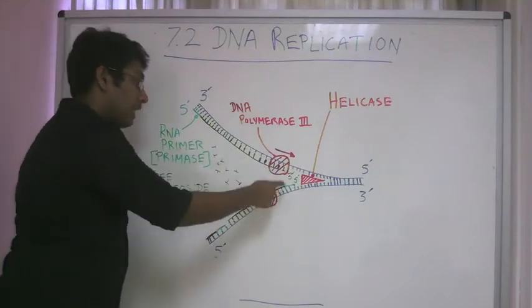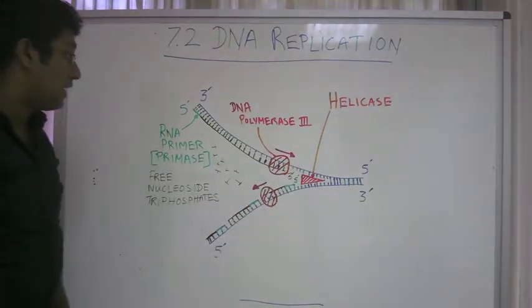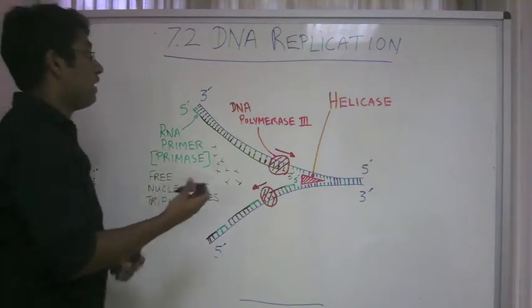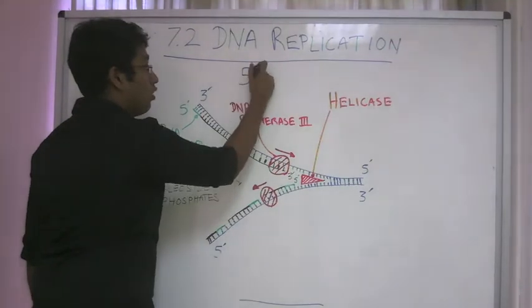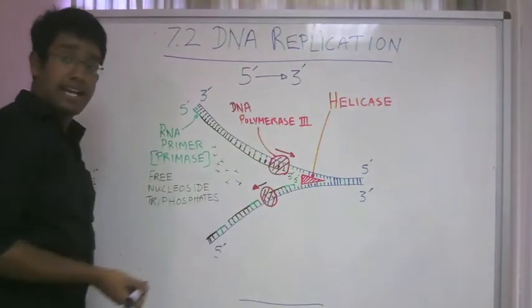So once the RNA primers are laid, the main enzyme of DNA replication, which is DNA polymerase III, comes in. It's drawn in a red circle, and it carries out the process of DNA replication always in a 5' to 3' direction. Always 5' to 3' direction.